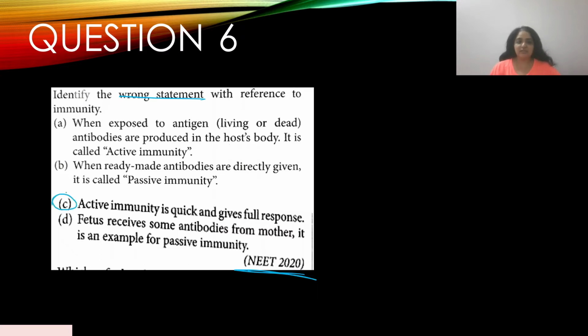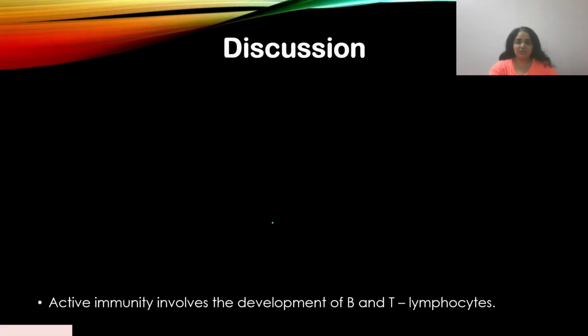C is an incorrect statement because active immunity is divided into two parts, a primary and a secondary response. We'll come to that later. So ideally, for question number 6, answer C is the correct answer, because it is an incorrect statement, and the other options A, B, and D are correct. Okay, let's go to the discussion.